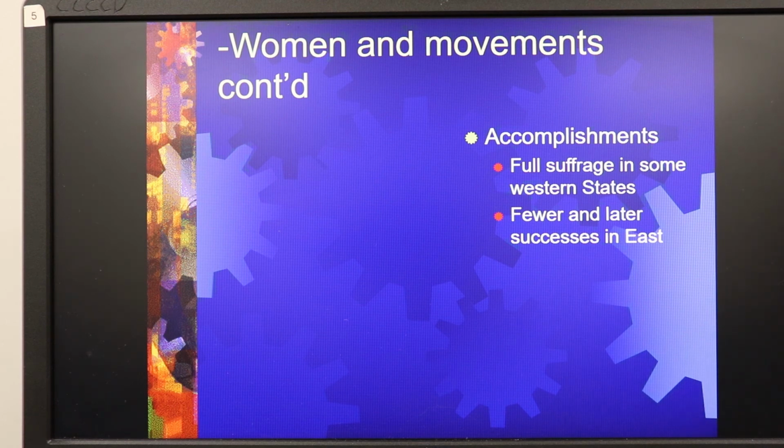Now, why were the western states doing this? Basically because they wanted to, A, keep the women they had, and B, attract more women to come to those states. Now, of course, you had fewer and later successes in the East. By 1913, Illinois granted presidential and municipal suffrage to women, but it wasn't until New York in 1917 gave female suffrage that others started to come into line as well.